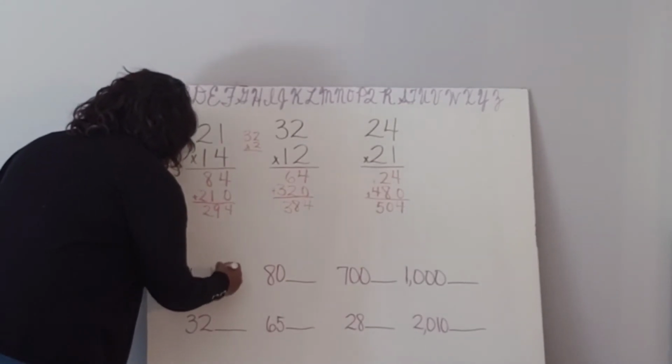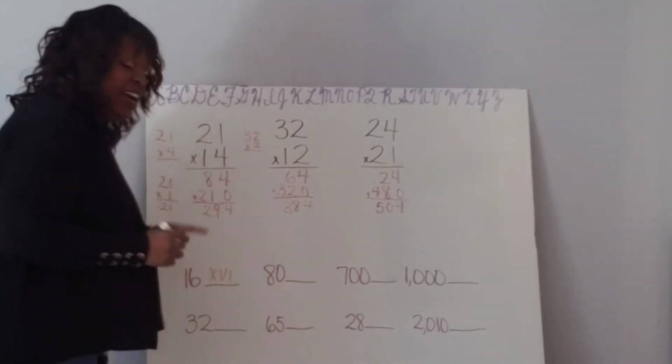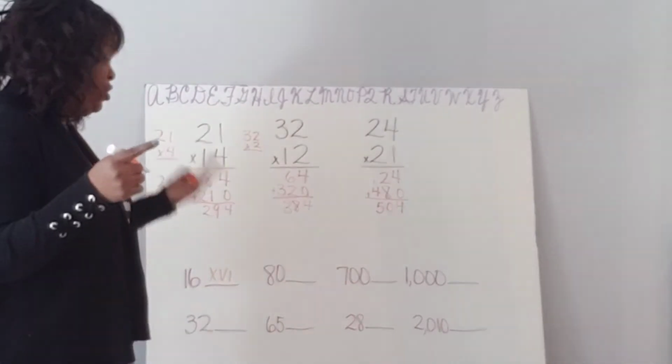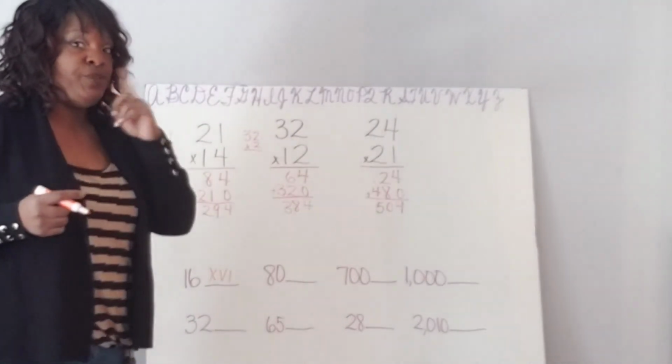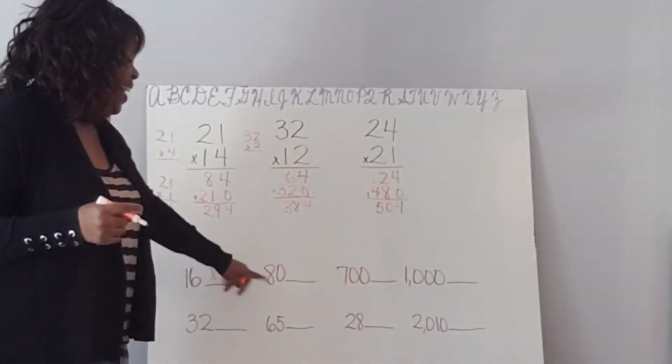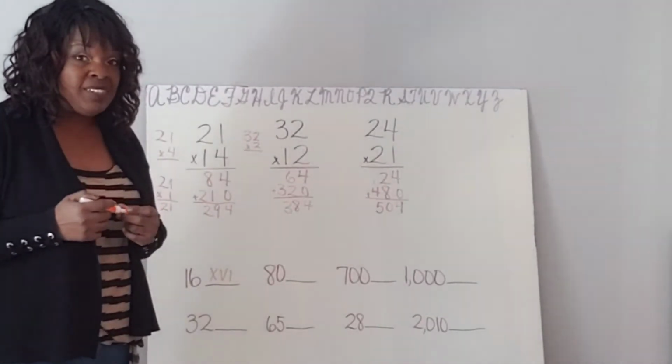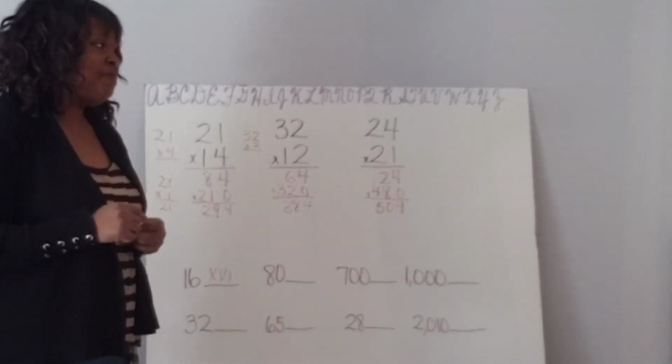Good. X, V, I. Excellent. So that's what I want you to do too. You can do it with your tooth, but I want you to shout it out so I can hear you, because when you say it, that's going to help you. 80. How am I going to do 80? What letters am I going to use?